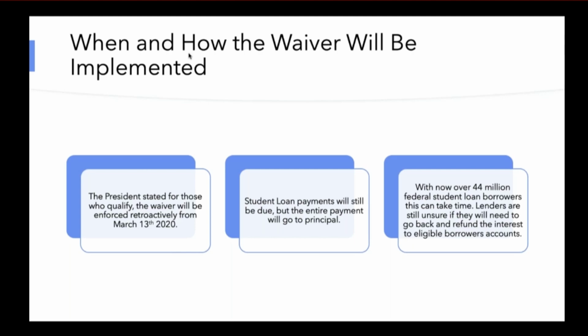So when we think about it in a broad sense, there's over 44 million federal student loan borrowers with 9 main servicers. This could take some time. They are working right now with the Department of Education on how to implement this and how to implement it efficiently, but this could involve some sort of refund of interest if the servicers cannot actually implement it on your site before your next payment. So understand, if you see an interest charge, they will have to retroactively take it out, anything past that March 13th date.